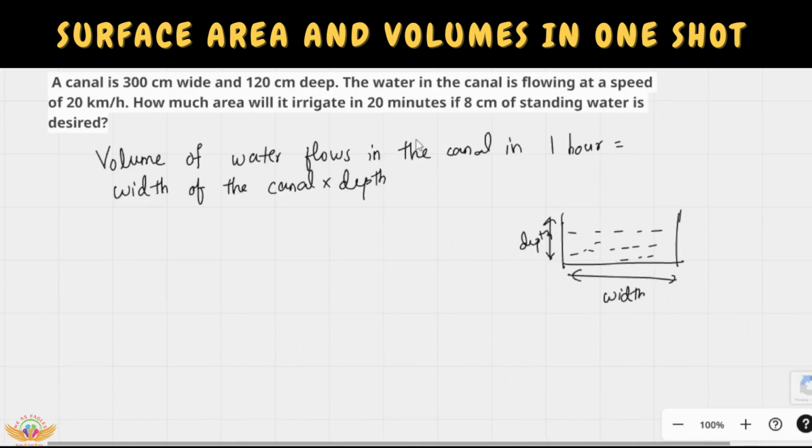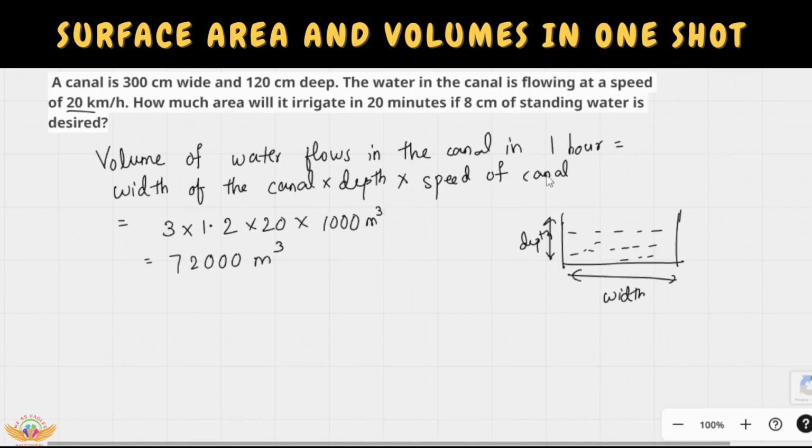And also, yes, they have also given the speed, how much speed the water is flowing. So when you multiply it with the speed, then only you will get the total volume of the water flowing in the canal. So speed of the canal also you have to multiply over here. Done. Directly we'll get the answer. So 3 into 1.2 into 20 into 1000. The reason why I'm taking 1000 is because they have given it in kilometers. So 1 kilometer is equal to 1000 meters. So I'm taking it as 1000. Done. When you multiply, you will get the answer 72,000 meter cubed. So in 1 hour we got this one.